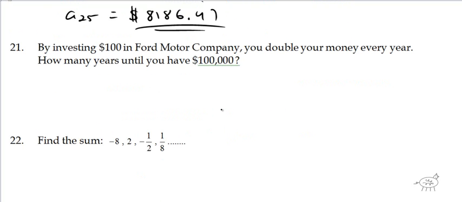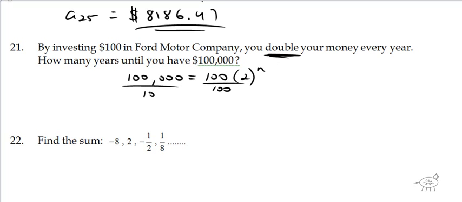Number 21, by investing $100 in Ford Motor Company, you can double your money every year. How many years until you have $100,000? Well, you're trying to get $100,000, so that's your A sub n, and your A sub 1 is $100 times R, and R, if I'm doubling my money, R is 2. And I want that to the nth power. Okay, and so what I'm going to do is I'm going to divide both sides by 100. Please don't do anything weird and multiply that 100 by 2. That's bad. So if I divide that by 100, I get 1,000 equals 2 to the n.